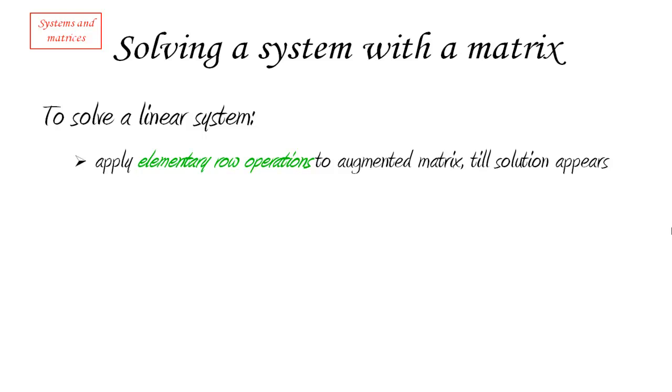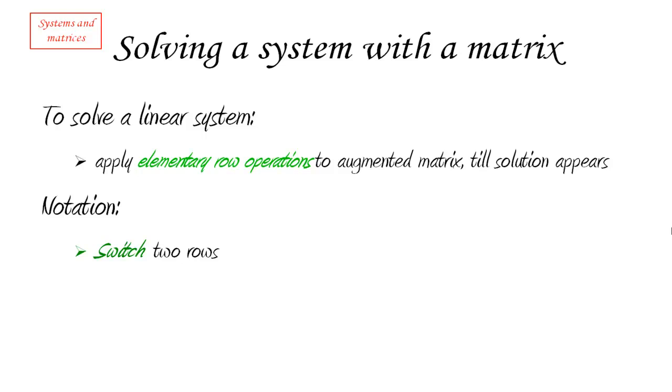That means we can switch two rows. Remember, rows correspond to equations. Or we can multiply a row by a non-zero scalar, or we can add to a row a multiple of another row. So we're going to apply these elementary row operations until the solution appears. How to do that? Hold on to your hat. We'll look into that.